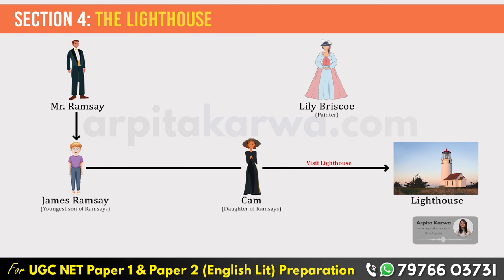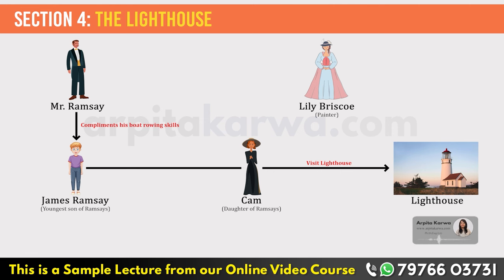While on the voyage, Mr. Ramsay praises James over his boat rowing skills. James experiences a moment of connection with his father, finally, who never praised him earlier. Now, Mr. Ramsay thinks that he has fulfilled his wife's desire by bringing her son to the lighthouse.